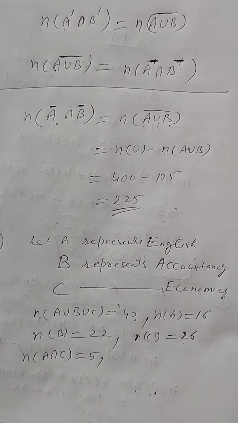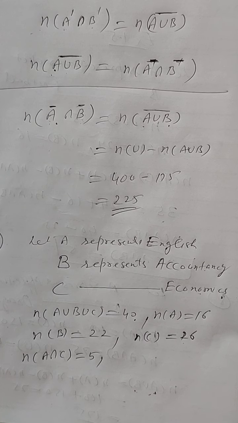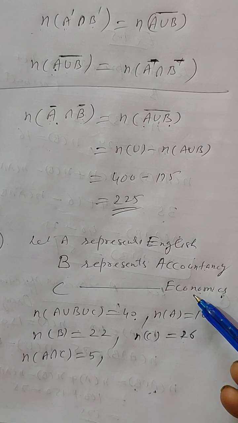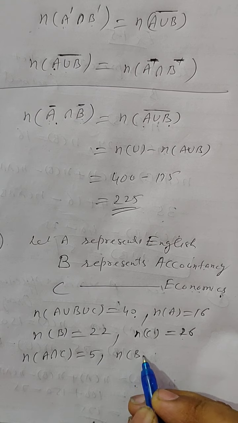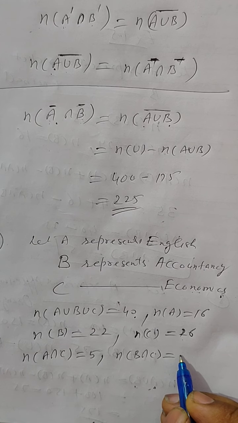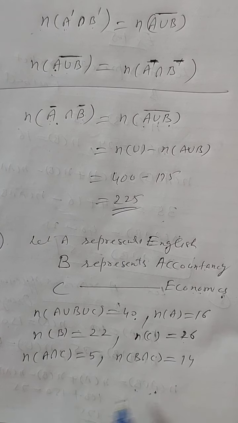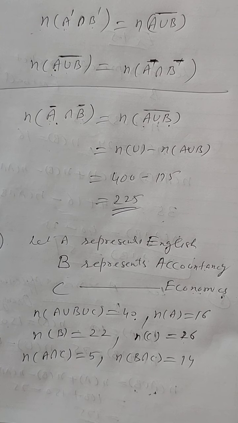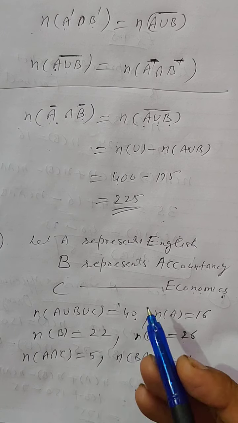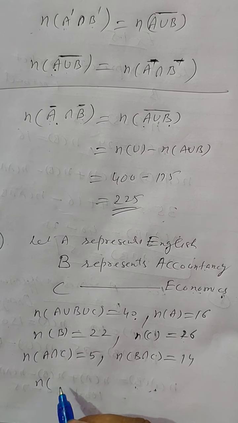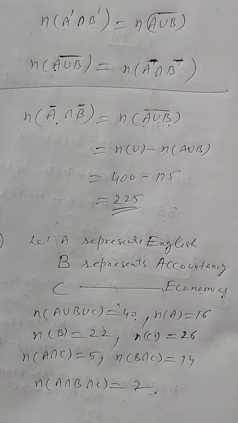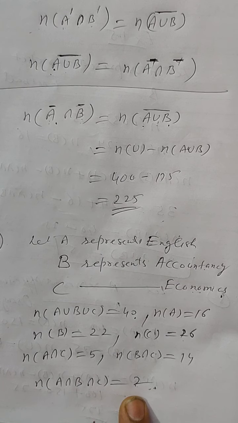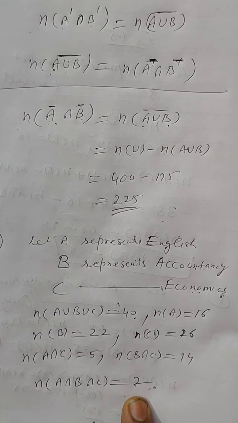Next, 14 study accountancy and economics. Accountancy and economics, "and" is given, so it will be intersection, n of B intersection C, this is 14. And 2 study all three subjects, all three A, B, C, means n of A intersection B intersection C is 2.